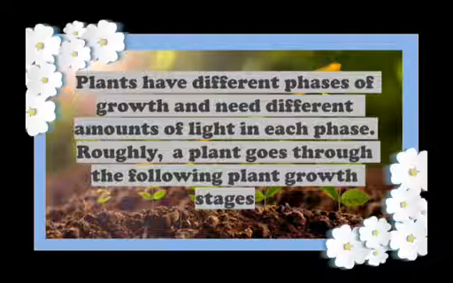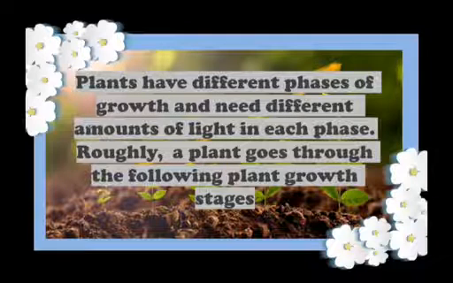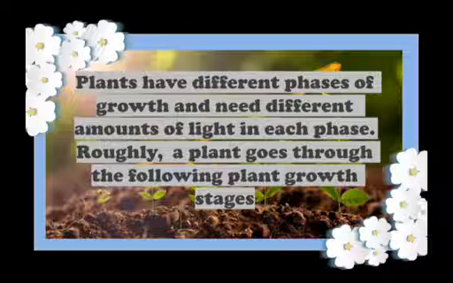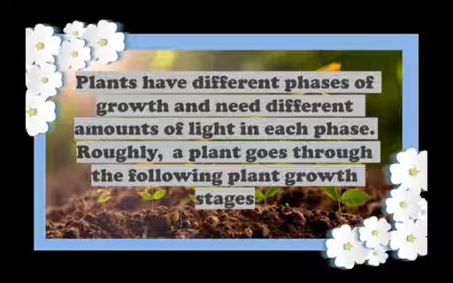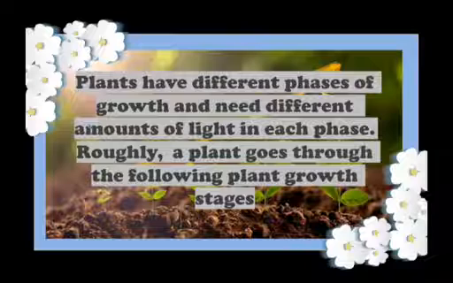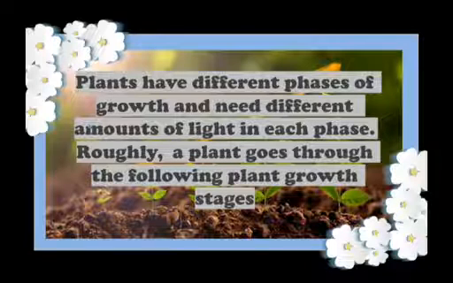Okay, so next, let's talk about the phases of plants. Plants have different phases of growth and need different amounts of light in each phase. So in every phase, they may require different kinds of nutrients to grow and thrive. Now, the stages of plant growth exist to help growers classify these plants and provide appropriate nutrients at the right time. So roughly, a plant goes through the following plant growth stages.